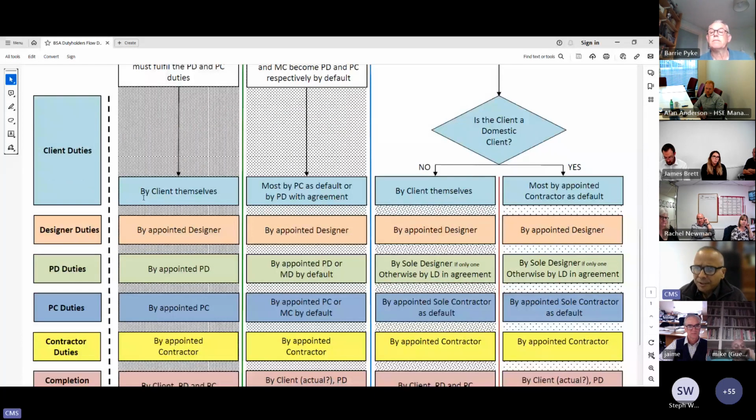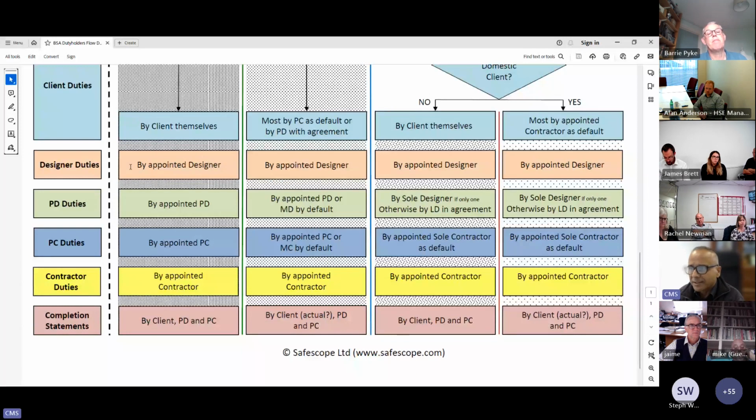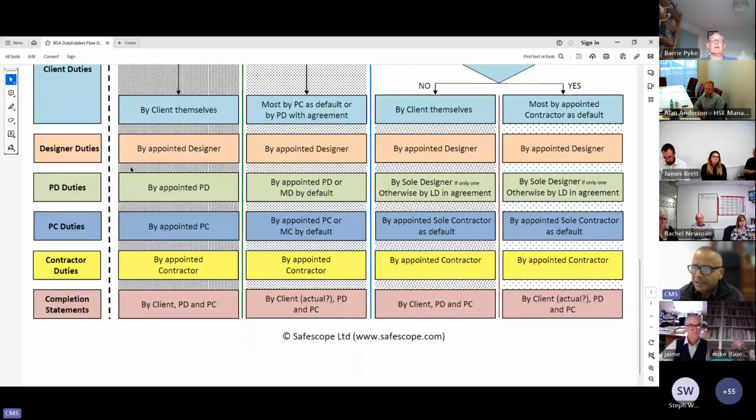Now, what about the client duties? They are to be fulfilled in a non-domestic situation by the client themselves. They obviously can appoint a client advisor to help them out. Designer duties are carried out by the appointed designers or designer, whatever the case may be. PD duties by the appointed PD. And if a PD is not appointed by the client, then these duties will fall onto the client themselves.